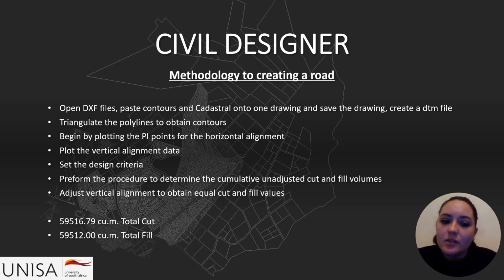From my drawing, the final total cut value was 59,516.79 cubic meters. The total fill was 59,512 cubic meters. The difference comes around to about 4 cubic meters, which I deemed suitable. The only problem I did notice was that the amount of cut and fill was an extremely large number. After discussing with my mentor, it was seen that although the volumes balance, the actual design is impractical because it is quite a large number.